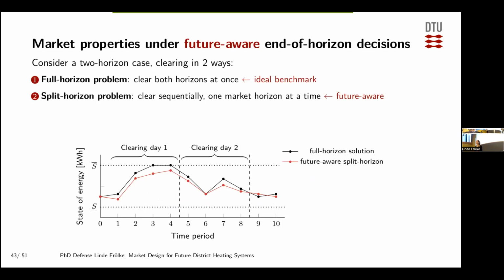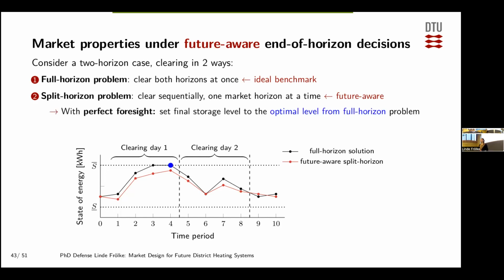Then we move on to the future-aware case. To analyze the market properties here, we looked at a two-horizon case that we clear in two different ways. The first one we call the full horizon problem, where we clear both horizons at once. We consider this an ideal benchmark, because the market is cleared while already including the next day's information. The second one is the split horizon problem, where we clear the two horizons sequentially, one horizon at a time. We do that in a future-aware way, which means that we enforce a future-aware end of horizon storage level.